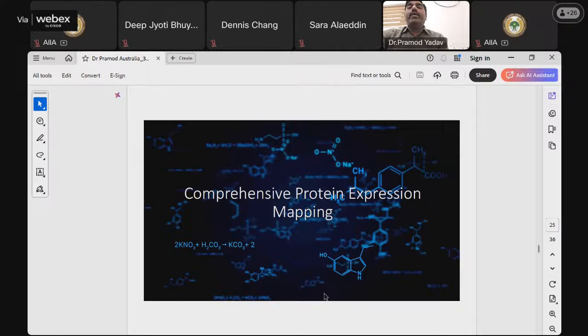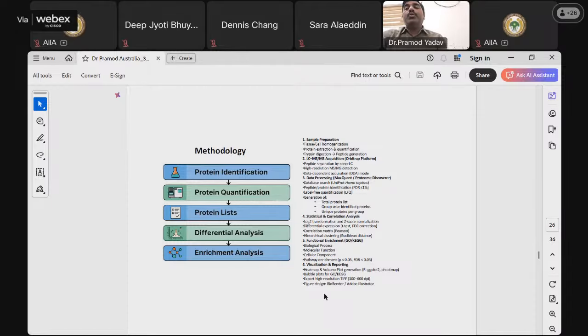Further, we went one step ahead, and comprehensive protein expression mapping was done. The samples were subjected to LCMS analysis. We did the Orbitrap analysis, LC-MS/MS, for these protein samples. So the proteins were identified and their quantification was done. Then the listing of the proteins was undertaken, and thereafter we applied certain advanced statistical methods, and also gene ontology and functional enrichment were done. So next, please.